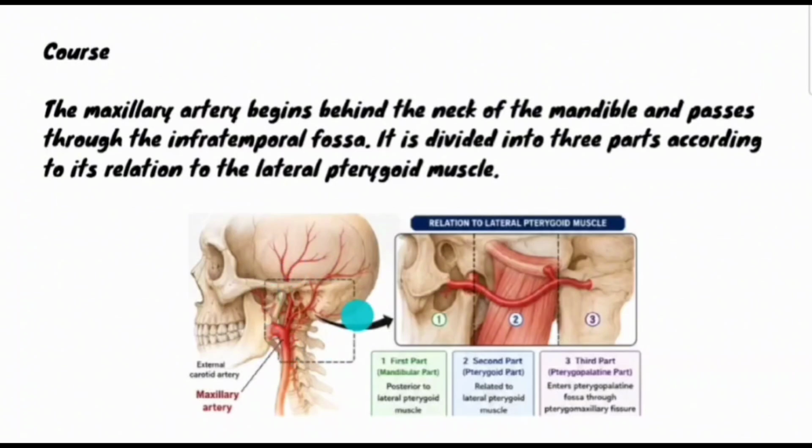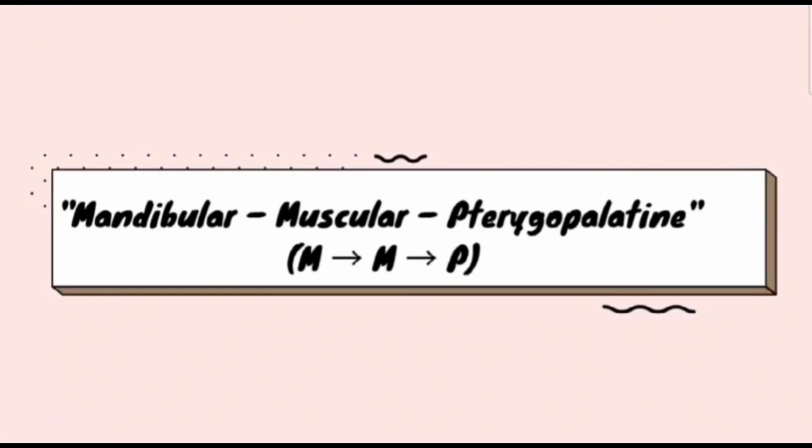Okay, students, this one is your infratemporal fossa, and you have to remember that the first part is called the mandibular part, the second part is the pterygoid muscular part, and the third part is the pterygopalatine part. You have to remember this, guys. Okay, we will see it now. Remember the mnemonic MMP: mandibular, muscular, and pterygopalatine part.